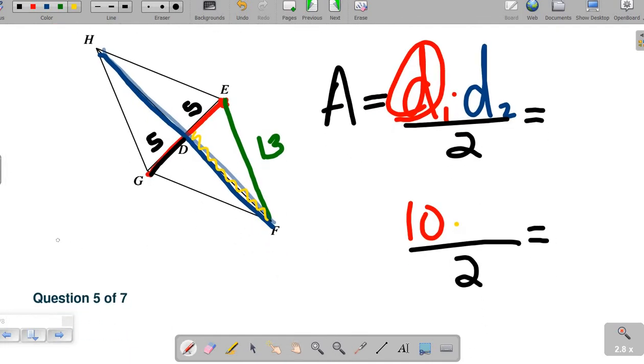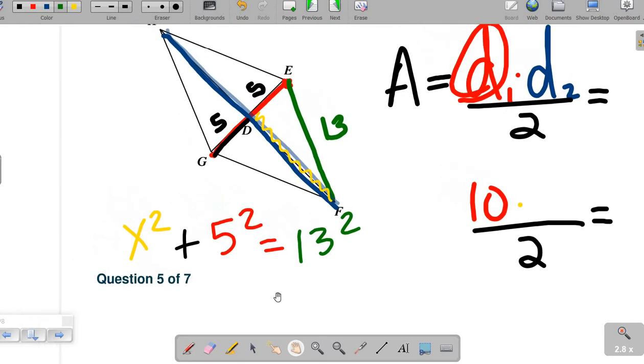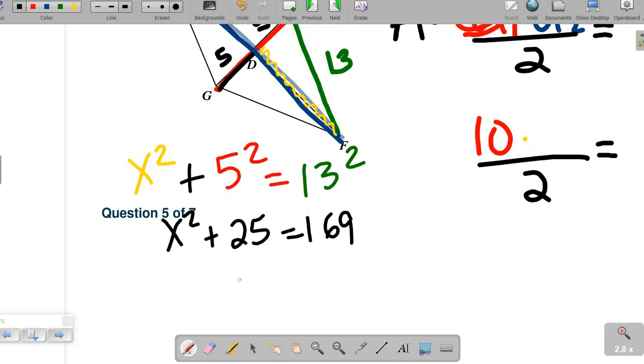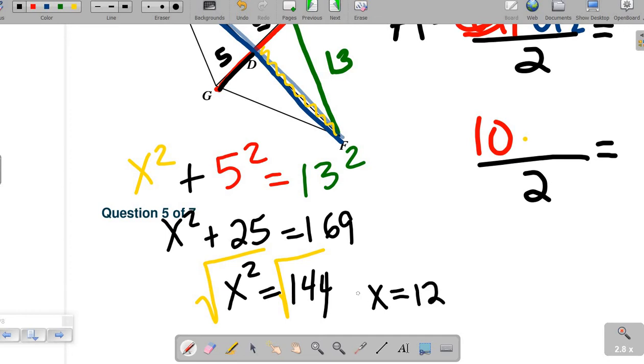Pythagorean theorem. So leg squared plus leg squared equals our hypotenuse squared. Leg squared, 25, 169. Subtract 25 from both sides. Square root. And we get x equals 12.